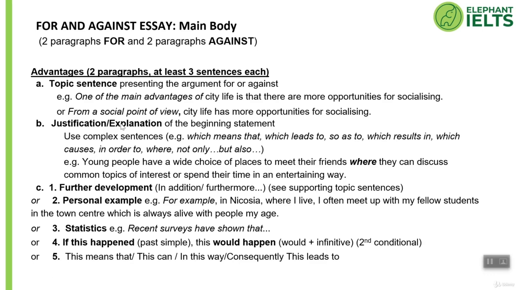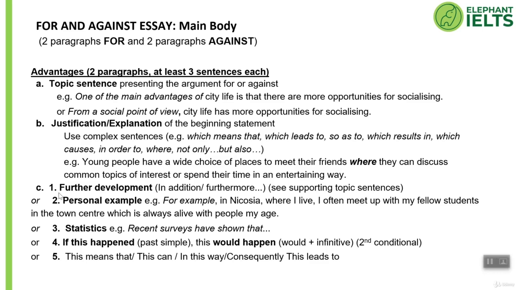I like to use a complex sentence here to show the examiner that we know how to use complex sentences, and this elevates our grammar. So look at this example. If we're talking about the first topic sentence, which says, from a social point of view, city life has more opportunities for socializing, we could justify or explain that. Young people have a wide choice of places to meet their friends where they can discuss common topics of interest or spend their time in an entertaining way. So that's your justification sentence.